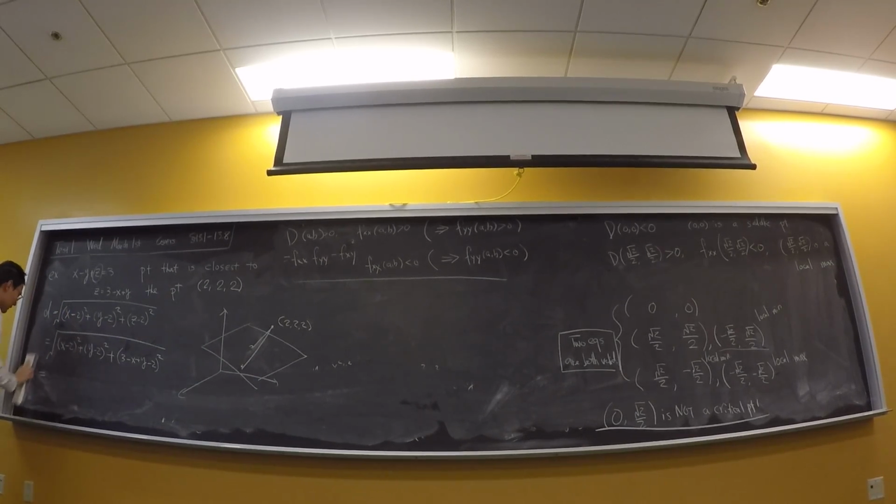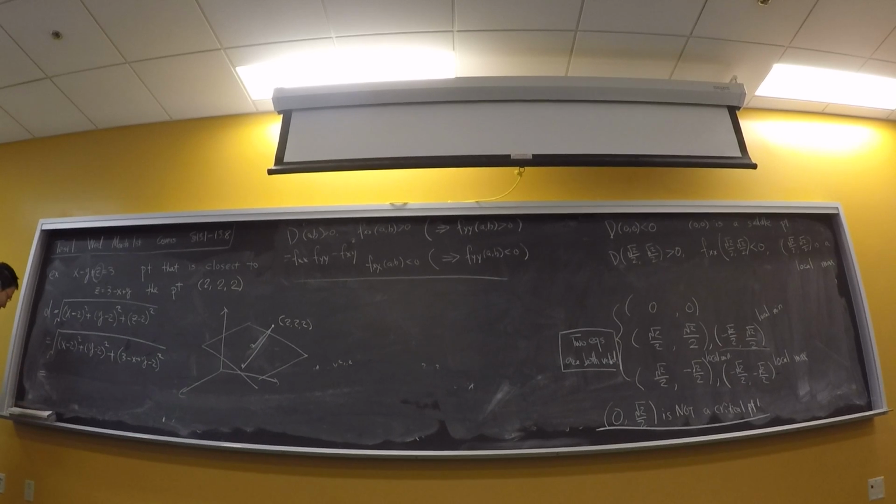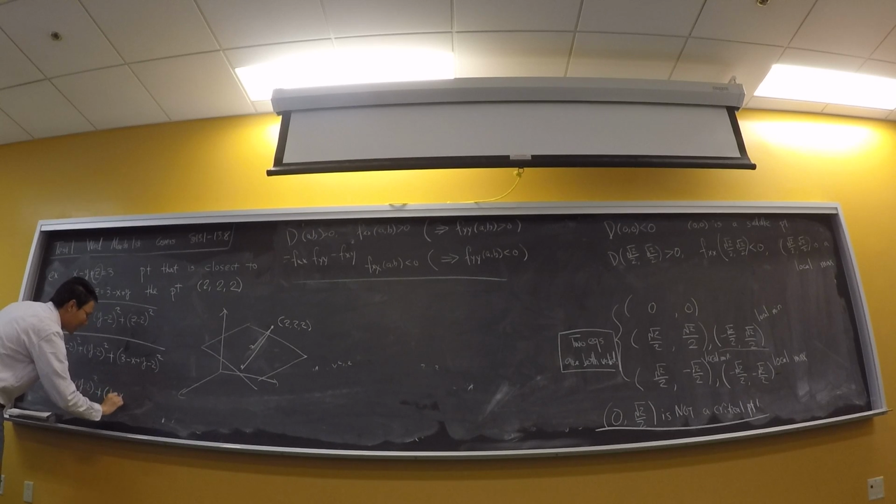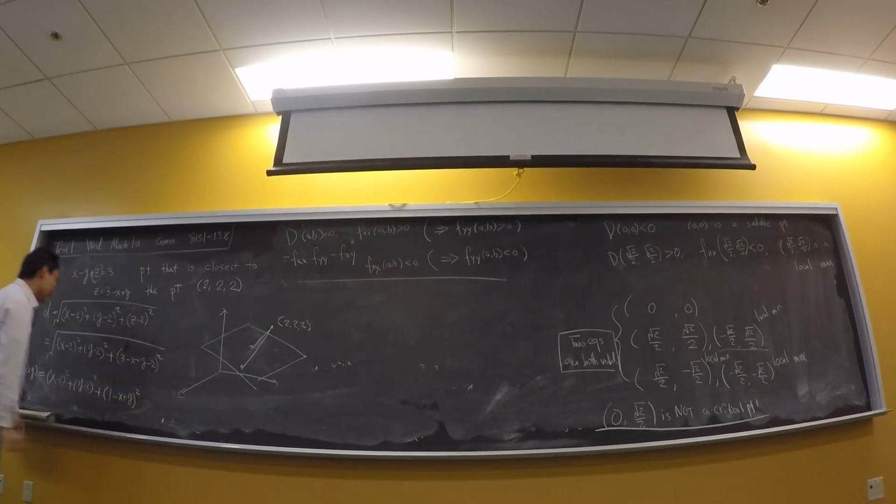So I'm going to call this function f(x, y), which is equal to (x minus 2) squared plus (y minus 2) squared plus (1 minus x plus y) squared. It becomes much, much easier to deal with. As long as you see polynomials, this is your best friend. This is your best friend forever in calculus.